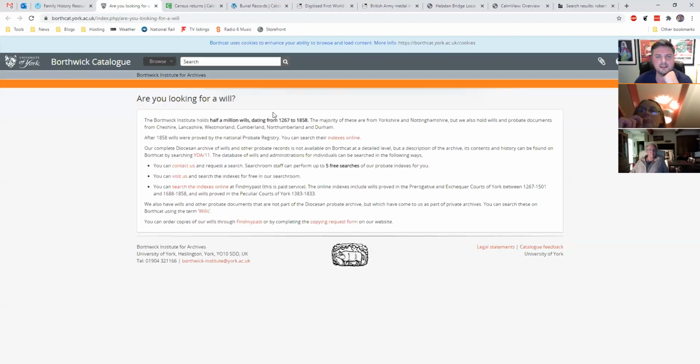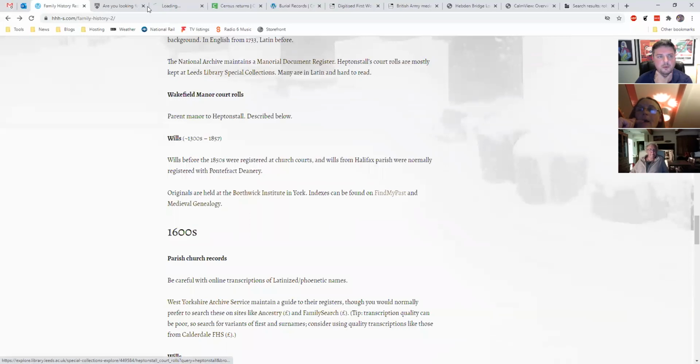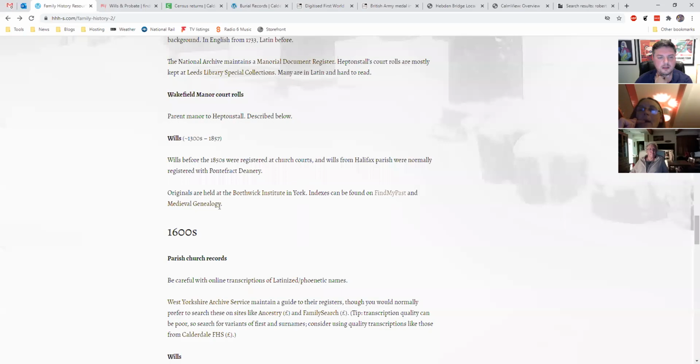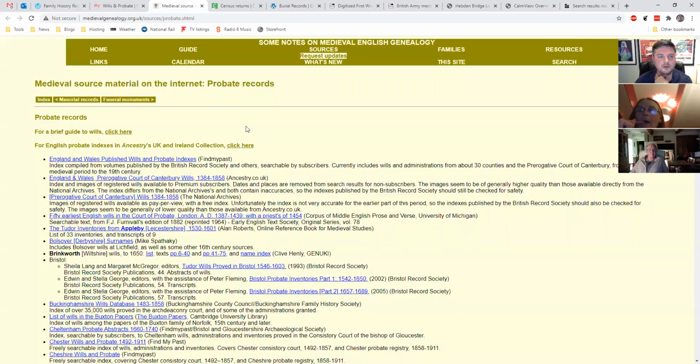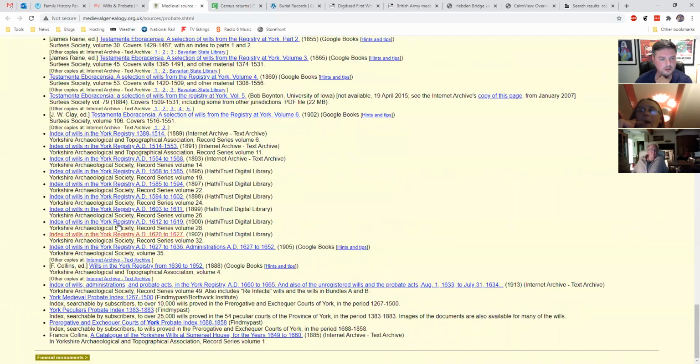They have a guide here on how to find a will, but you can find indexes on the Find My Past website. You can search for people and years, and then a medieval genealogy website here is quite useful, which has an index of wills in the York Registry up to the 1600s. So those are worth a look through. You can scan for surnames and so on.